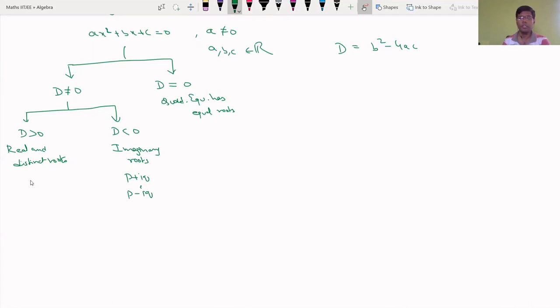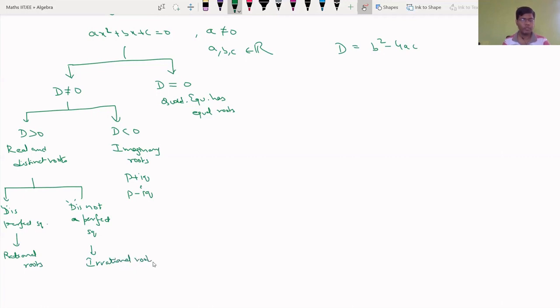Okay. So now again, when the roots are real, depending on whether my D is a perfect square or D is not a perfect square. Depending on whether the discriminant is a perfect square or not, if it is a perfect square, then I will have rational roots. If it is not a perfect square, then I'll have irrational roots.